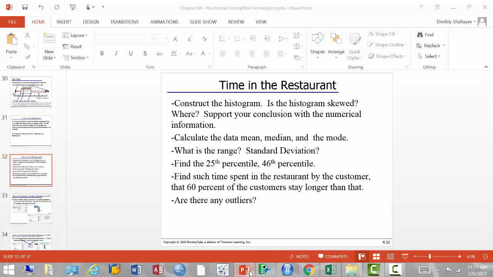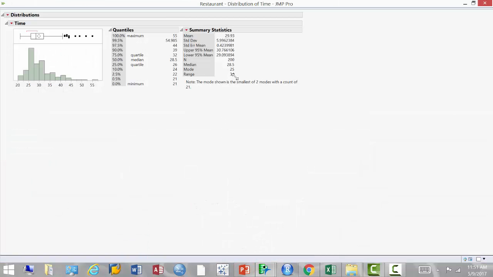Now what else did we want to look at? Range and standard deviation. Range first of all. Range is 34, the difference between the people who spend the longest and the people who spend the least. Where is my minimum? 21 actually, and the highest is 55 right there. So the distance indeed is 34. And the standard deviation is 5.99, so I call it 6.